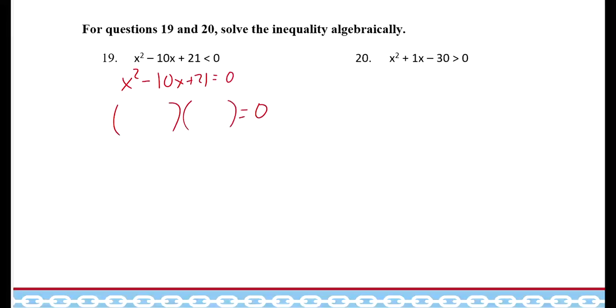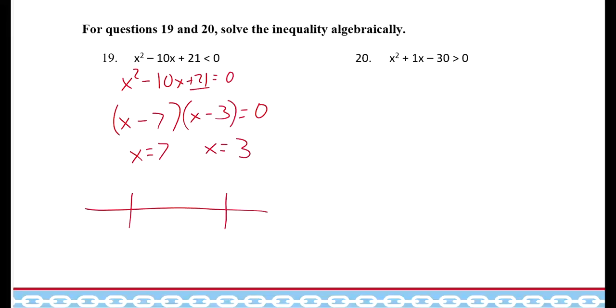So I'm going to factor this like I would a quadratic equation. So I'm going to get x minus 7 times x minus 3, to get the -7 times -3 gives me the positive 21, and -7 minus 3 gives me the -10. So I'm going to get solutions at x equals 7 and x equals 3.